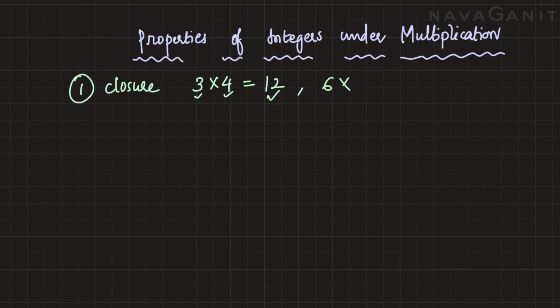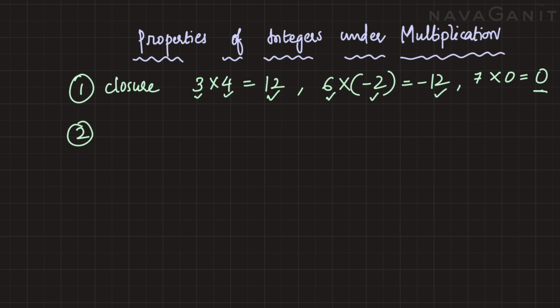Similarly, if I am multiplying 6 with minus 2, I end up getting minus 12. So both 6 and minus 2 are integers, and the result, the product, is also an integer. So is the case if I multiply 7 and 0, I end up getting 0. 0 is also an integer. So no matter which two integers you pick, the product will still be an integer.